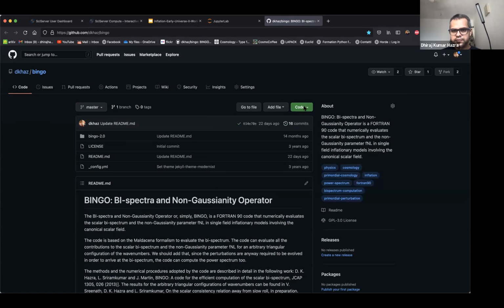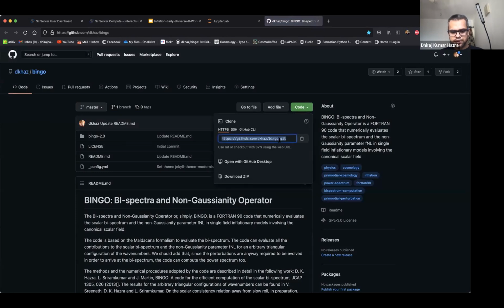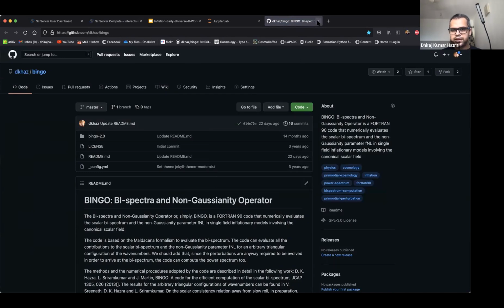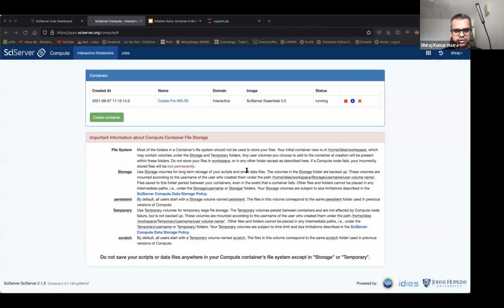So here, as you can see, I'm just following the steps. We just copy this one, and very soon I'm going to share my terminal. Yeah, you cloned it with git clone, that is fine. Okay, cd.